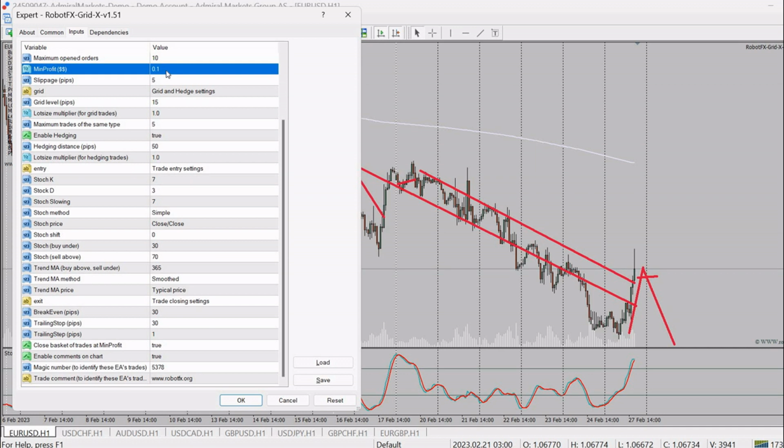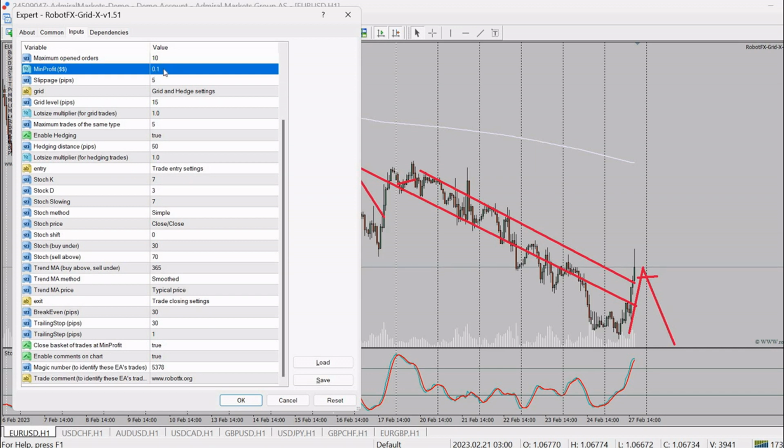I personally use it as a profit break even because I don't want to have opposite trades on the chart. So as soon as our profits reach this amount, obviously one of them will lose money and the other ones will make profit.